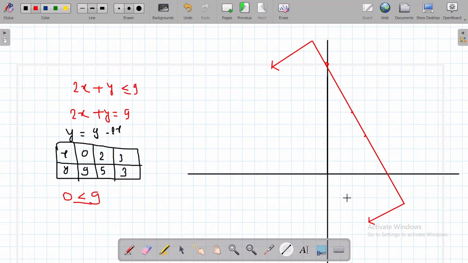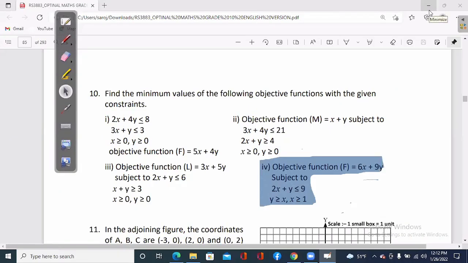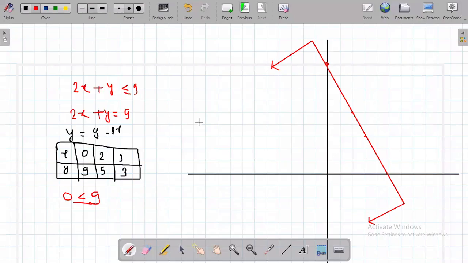I hope that you all have understood the first inequality. Now we'll move to the second inequality. What is the second inequality? y is greater than or equal to x. This is the first inequality, and this is the second inequality which is given. So we can write the boundary line as y equals x.